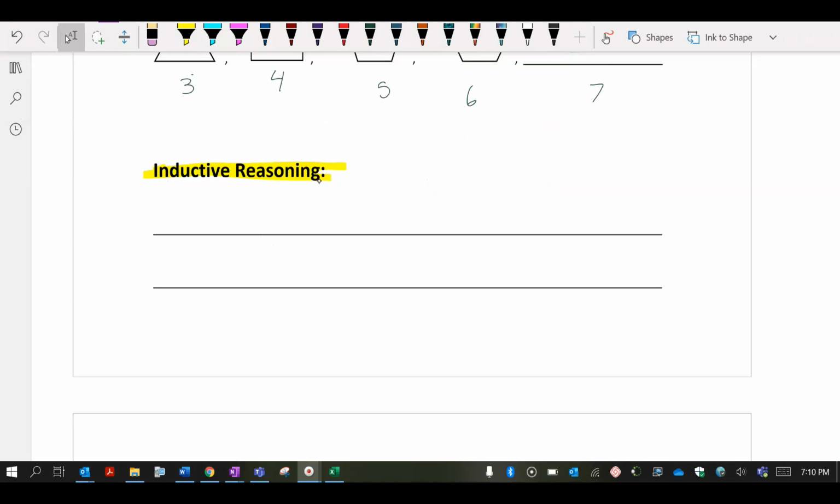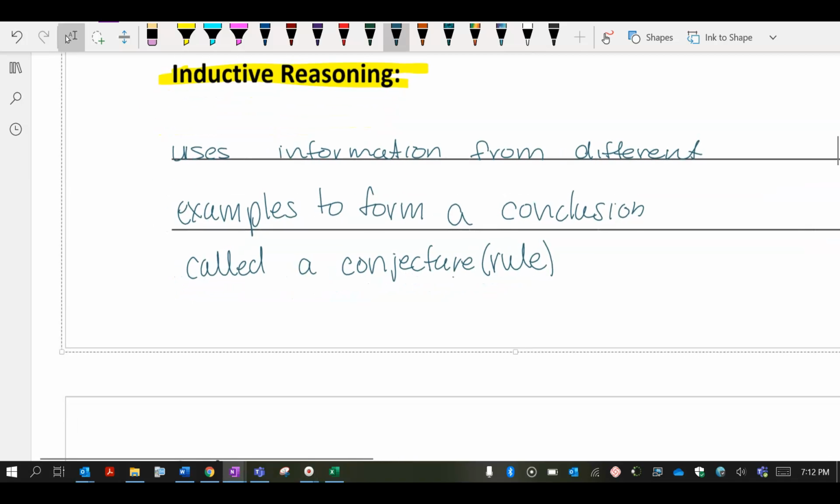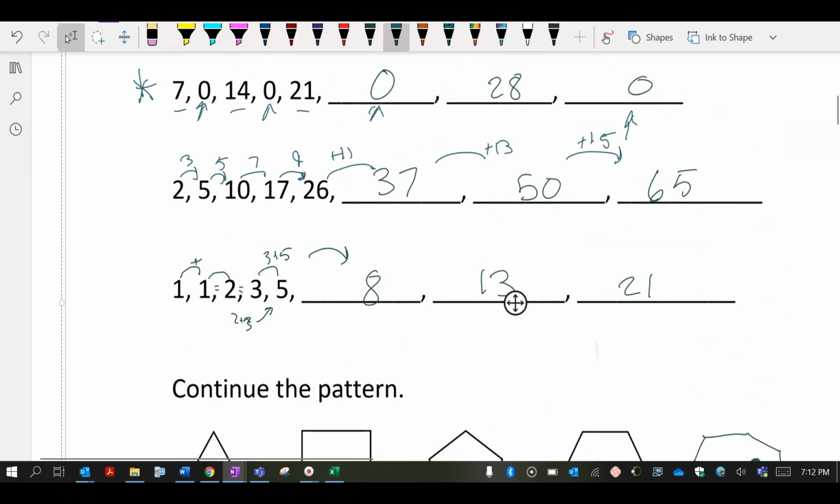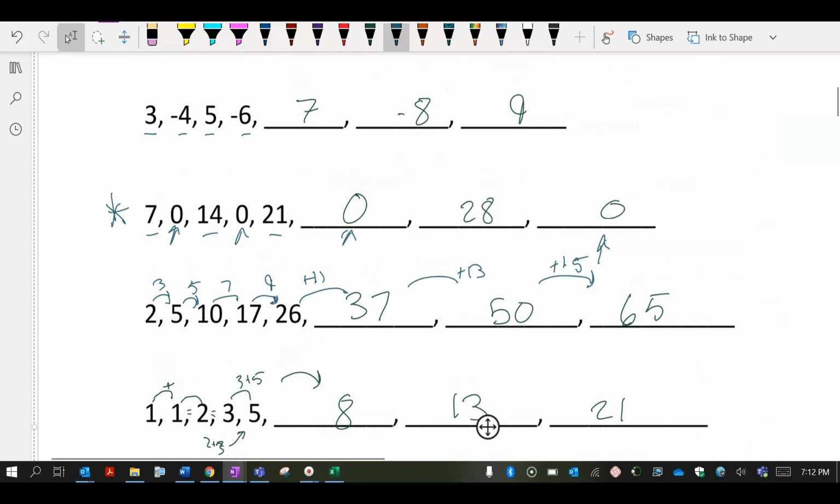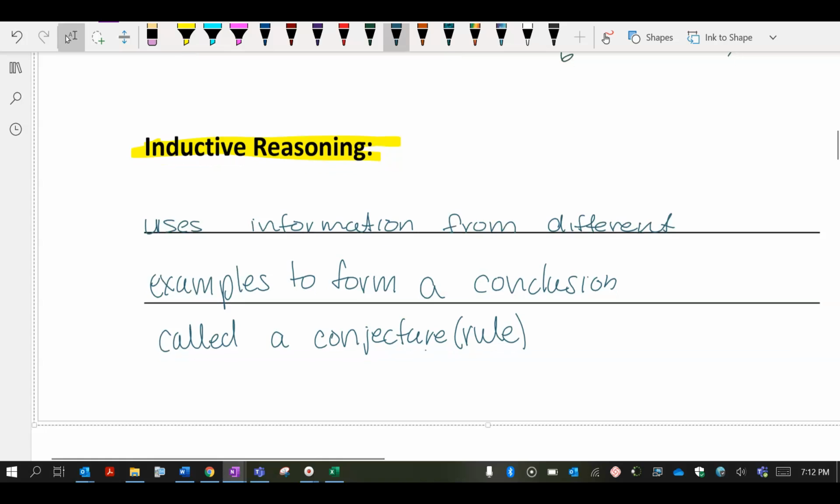Alright, so our first vocabulary word we're going to talk about is reasoning. So inductive reasoning uses information from different examples to form a conclusion called a conjecture. So in the last example that we did, we were using the information from our previous numbers, the previous pattern, to form a conclusion on the next numbers following.